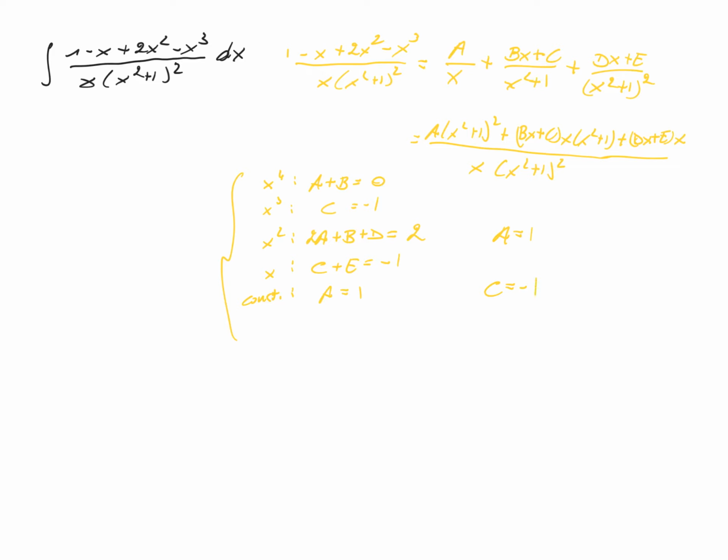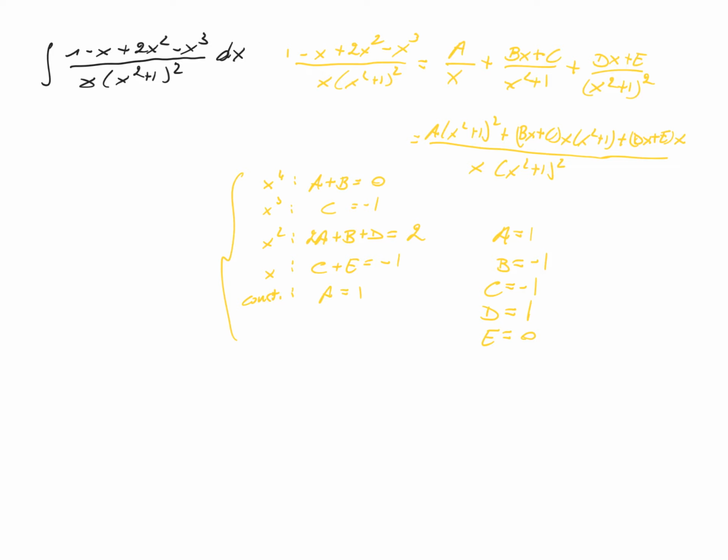Since a is 1, this means that b is minus 1 because of the first equation. Then, since c is minus 1, the fourth equation tells me that e is equal to 0. And then all the rest, so we combine this in the third equation, tells me that d is equal to 1. So we have found a solution. a is 1, b is minus 1, c is minus 1, d is 1, and e is 0.